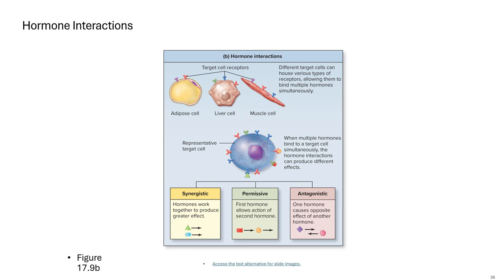Permissive effects is also two hormones pointing in the same direction, but one precedes the other, right? So if you notice in this illustration, one hormone is preceding the second one. So the first hormone allows the action of the second, right? So in this case, this could be something like one hormone stimulating the release of another. So like thyroid stimulating hormone from the pituitary stimulates the release of thyroid hormone from the thyroid gland, right? It could also be something like, if you think of the example of the production of milk, right, and the release of milk for a newborn, right?